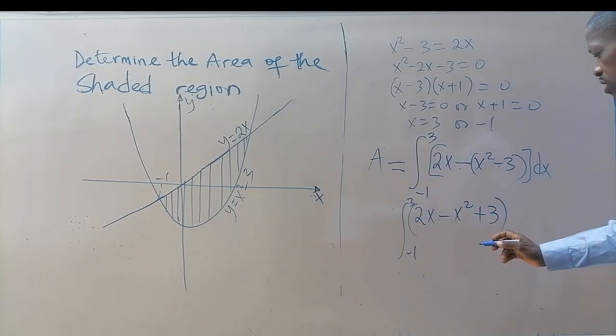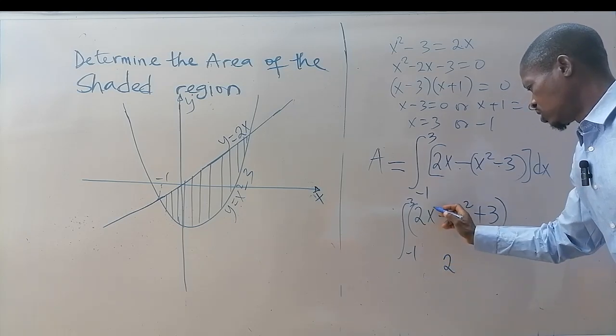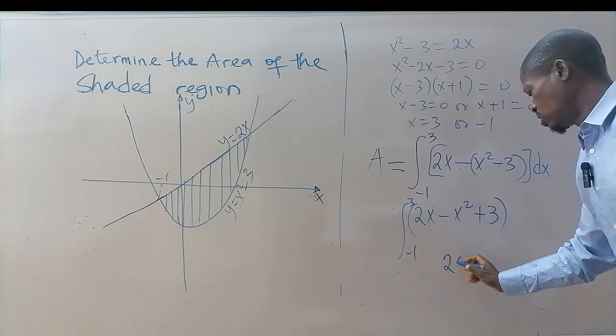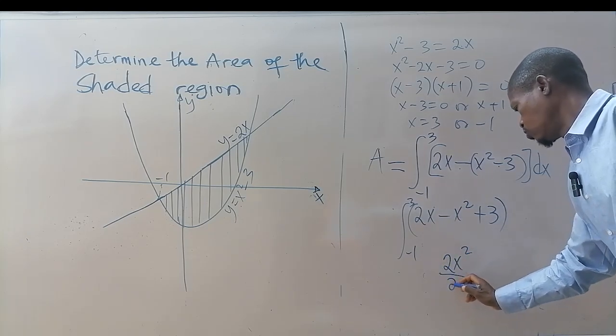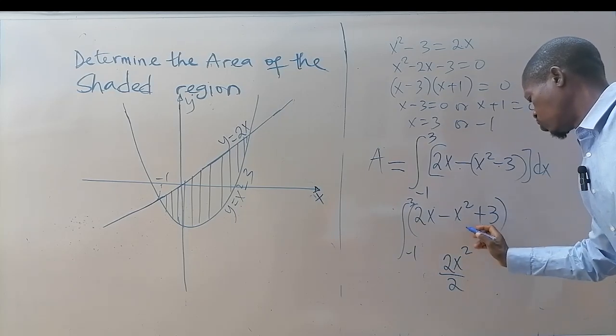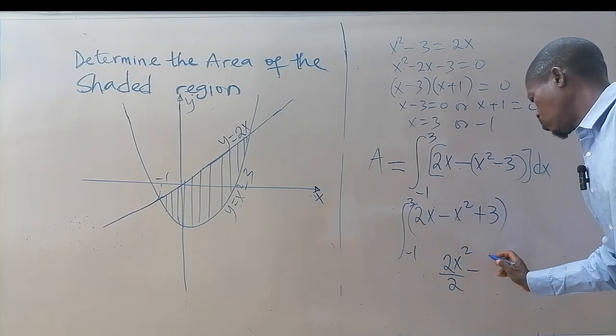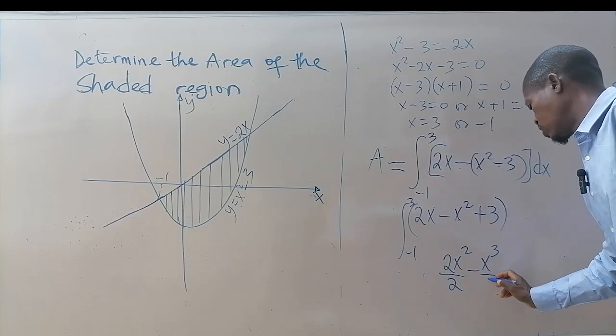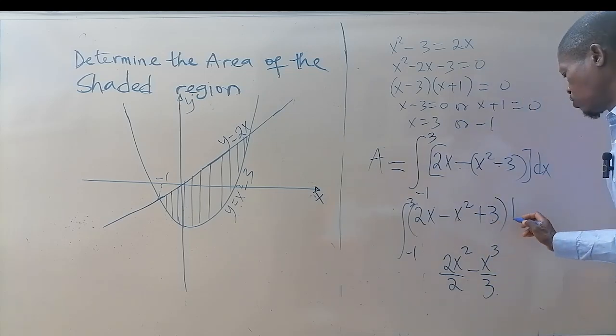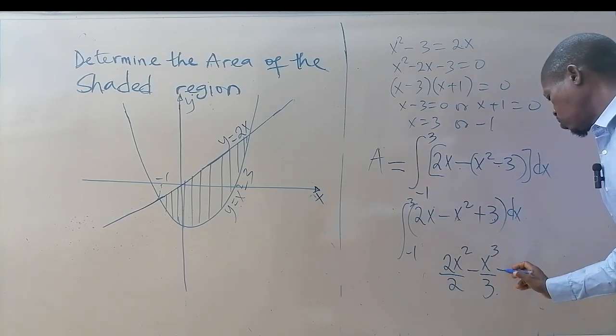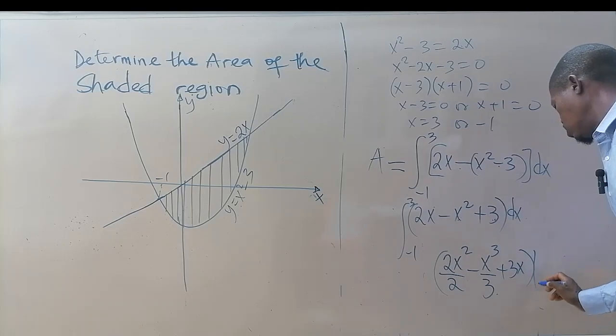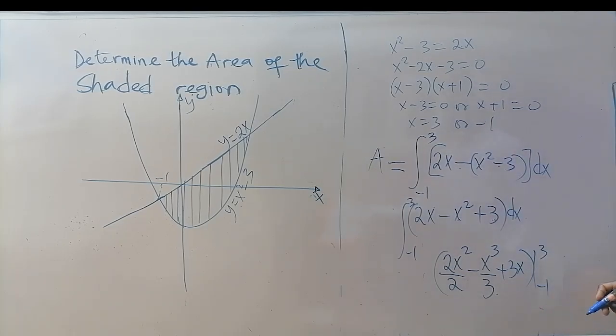So let's begin to integrate now. This will be equal to what? This one, having power 1 plus 1, is 2x squared over 2. Then the power 2 plus 1 gives x cubed over 3. Don't forget your dx. This one will be plus 3x, with your upper and lower limits. So that's what we have now.